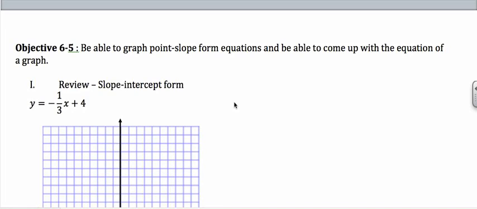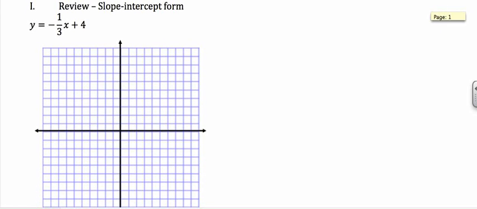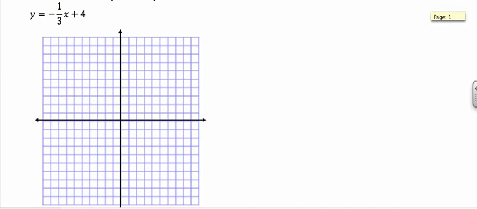Alright guys, today we're looking at another form of linear equations. So yesterday we looked at slope-intercept form, right? So what I want you to do first is plot this graph, y equals negative 1/3 x plus 4, using what you know from last lesson. Pause, and then come back. Alright, I'm assuming you've done that.